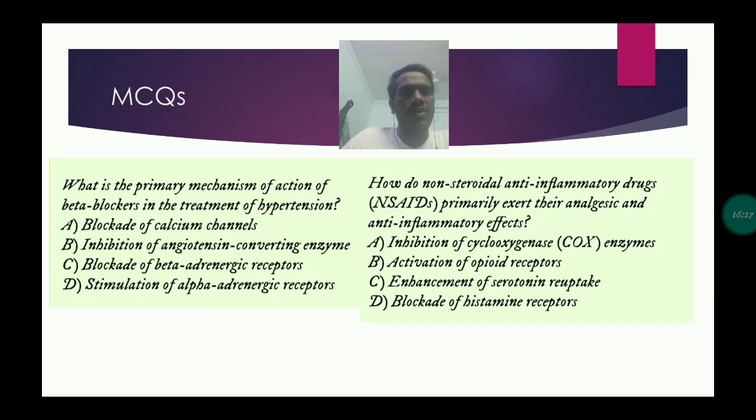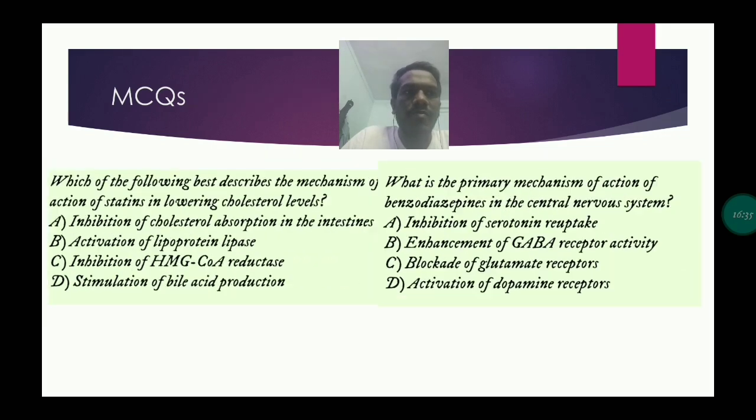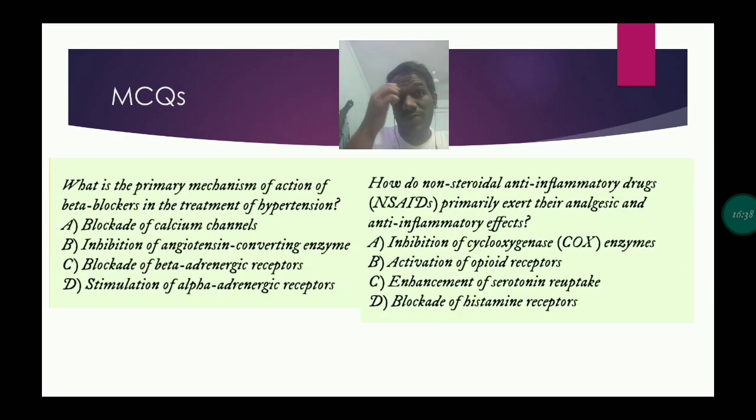So the first question was, what is the primary mechanism of action of beta blockers? The answer is blockage of beta adrenergic receptors, option C. First question, option C. Second question, how do NSAIDs primarily exert their analgesic and anti-inflammatory action? The answer is option A, inhibition of COX enzymes.